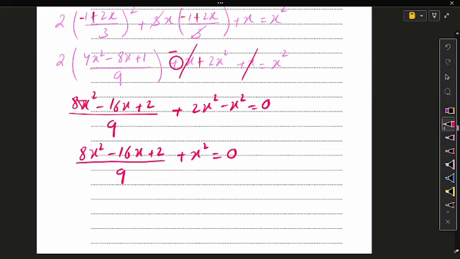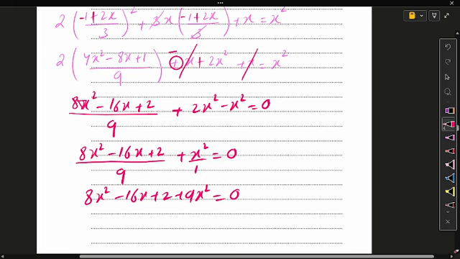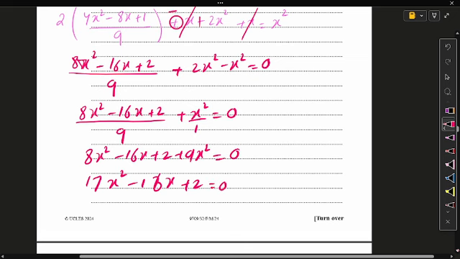Now let's take the LCM and I'm able to get 8x square minus 16x plus 2 plus 9x square, which equals 0, because after taking the LCM, the 9 will be multiplied on the other side and it would become 0. So you will get 8 plus 9, which is 17x square, minus 16x plus 2, which equals 0.